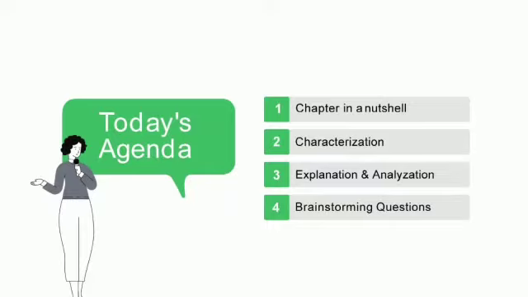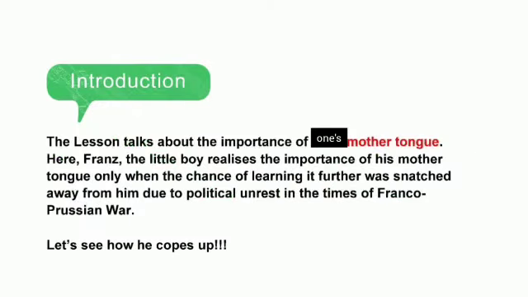To put the long summary of the chapter in a very short space, I would just say that the lesson talks about the importance of one's mother tongue. Here we can see through the character of a little boy, Franz, that we only realize the value of a certain thing when we don't have access to that thing. This is a very natural phenomenon. Once we have things in our hand and once we know that okay, we can do this, till that point of time we are not bothered about the existence of those things.